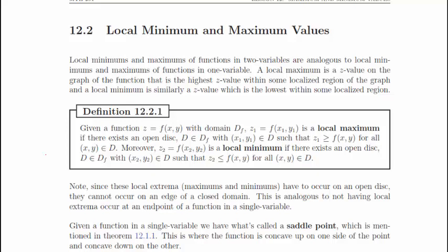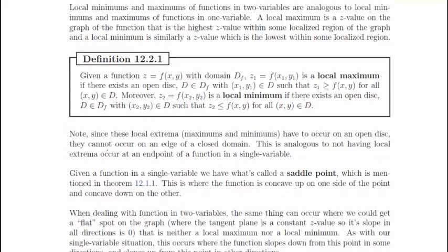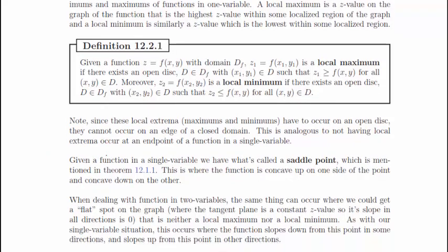Local minimums and maximums of functions in 2 variables are analogous to local minimums and maximums of functions in 1 variable. A local maximum is a z-value on the graph of the function that is the highest z-value within some localized region of the graph, and a local minimum is similarly a z-value which is the lowest within some localized region. We're going to take a look at an example here in just a moment to see exactly what I'm saying.